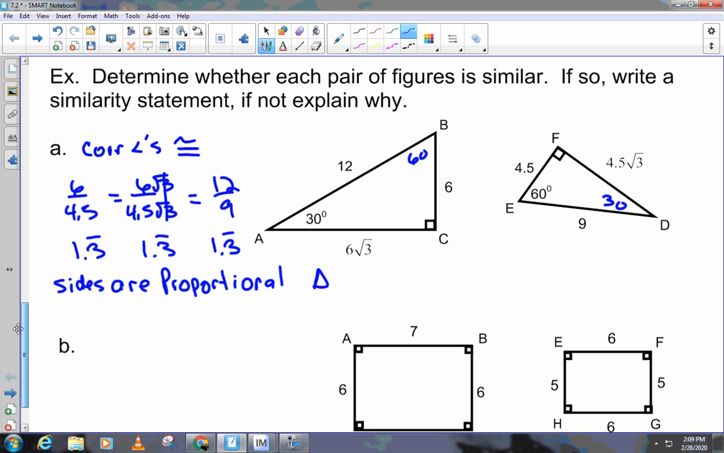Okay, so then it says write a similarity statement. So the first one, it doesn't matter. If I did A, B, C, that'd be fine. Now, when I wrote A, B, C, I went 30, 60, 90, right? So if I do 30, 60, 90 here, I have to write these 30, 60, 90. So my 30 would be D, my 60 would be E, and my 90 would be F. So that would be D, E, F. Okay? So that's my similarity statement. My corresponding angles are the same, and then we set the sides up to be proportional also.